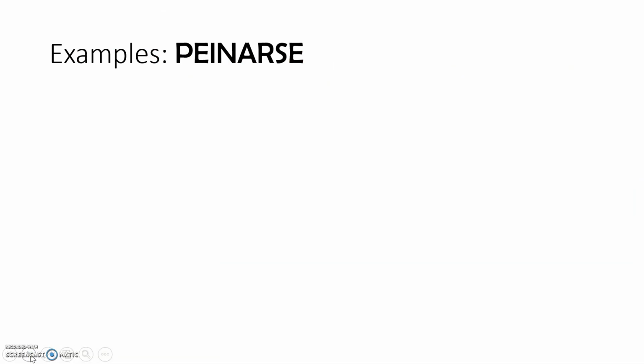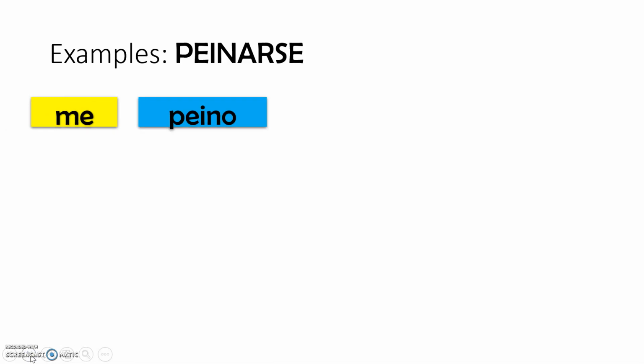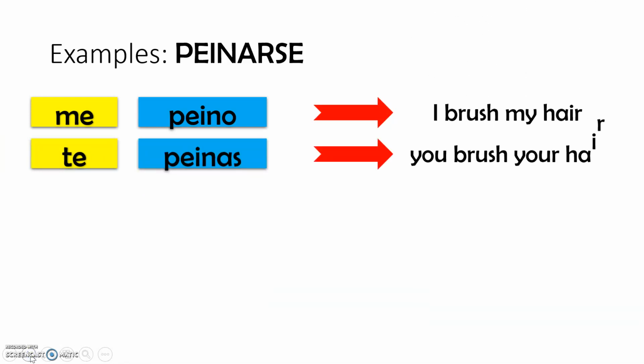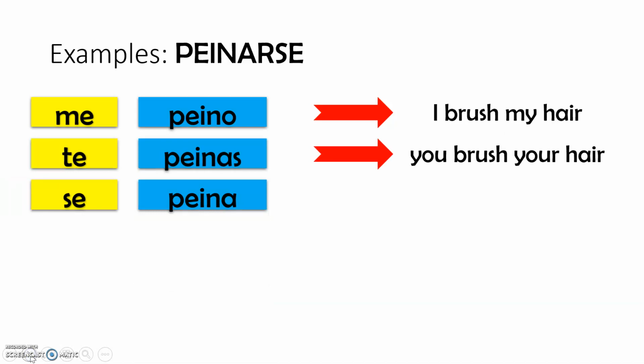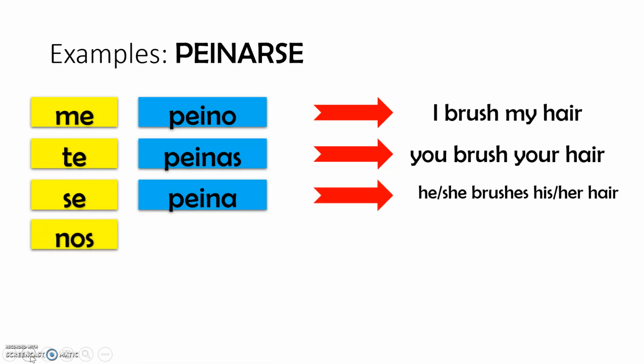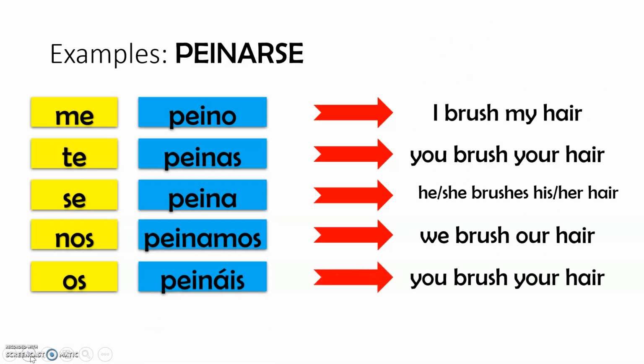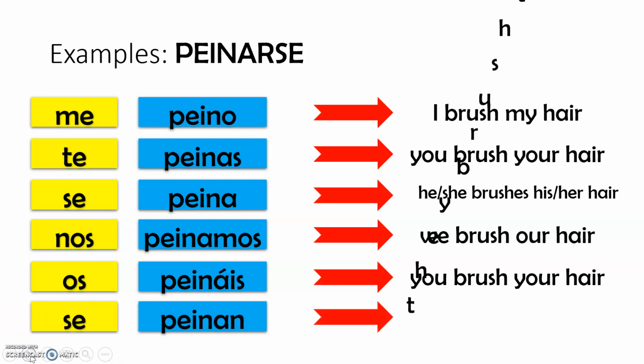Let's take another verb as an example here. This is the verb peinarse. Me peino. And this would mean I brush my hair. Te peinas, you brush your own hair. Se peina, he, she, or it brushes his or her hair. Nos peinamos, we brush our hair. Os peináis, you, plural, brush your hair. And se peinan, they brush their hair.